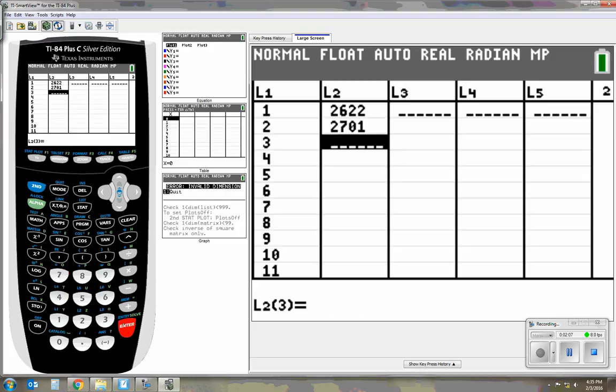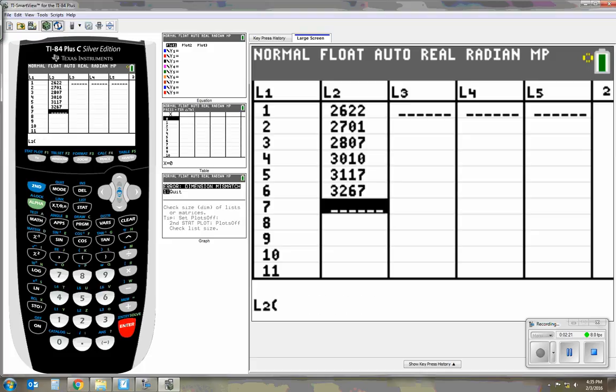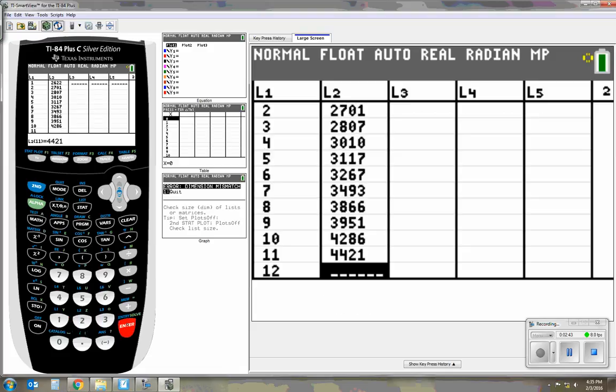2701, 2807, 3010, 3117, 3267, 3493, 3866, 3951, 4286, 4421, and 4316. So we're going to put in all of our information.